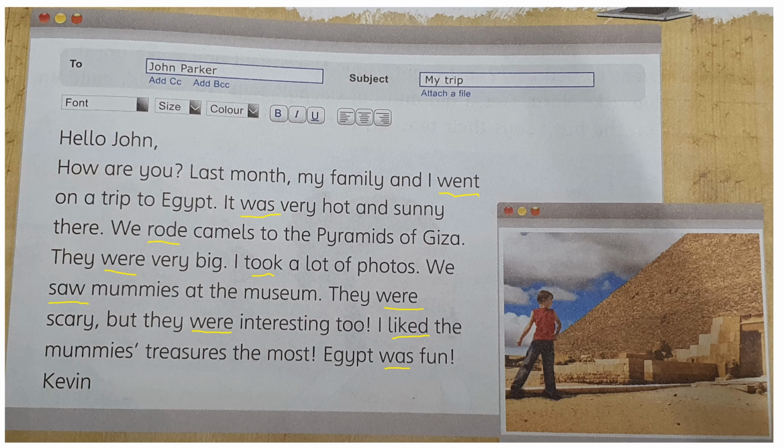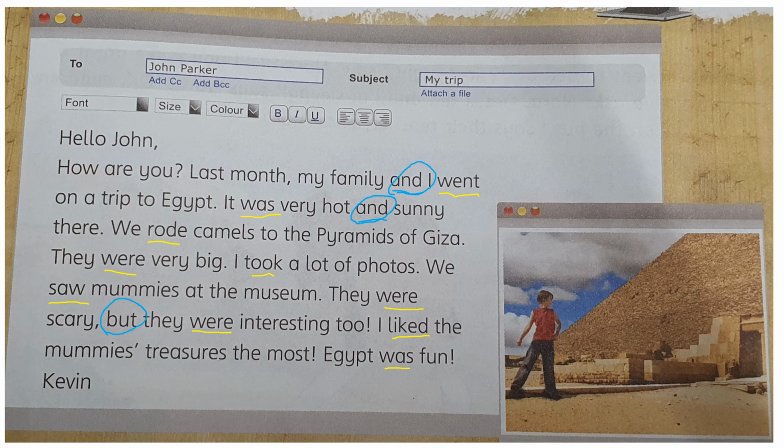Okay, next. Let's see whether he uses conjunctions, alright? Can you find any conjunctions here? See, my family and I, hot and sunny, okay, right? They were scary, but, you see there? They were interesting, you see? He uses and, hot and sunny, okay, and also but. Alright, now. These are conjunctions.